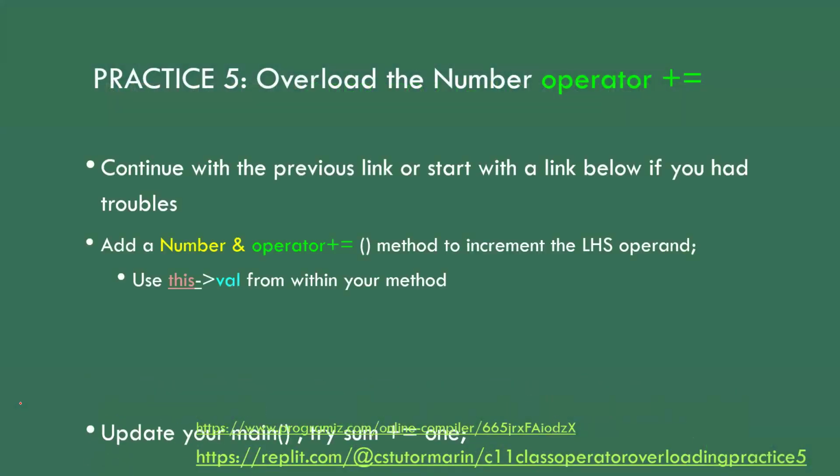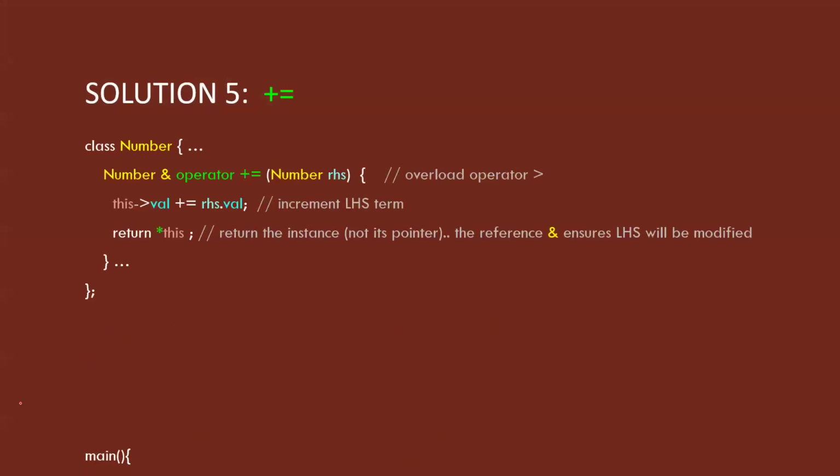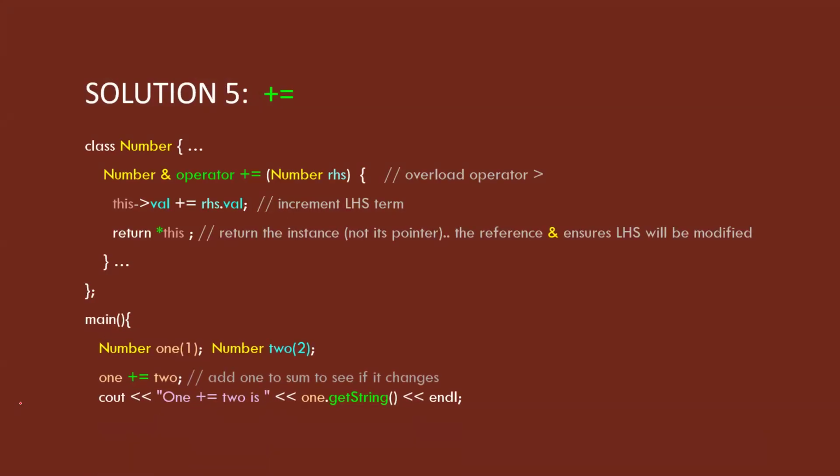Okay. So you can add that in if you like, and you should then be able to increment an instance almost as if it's an individual number, okay? So we're looking at something like this, and in main, we should be able to say 1 plus equals 2. And then when we print it out, we should see that the 1 has actually changed, okay?